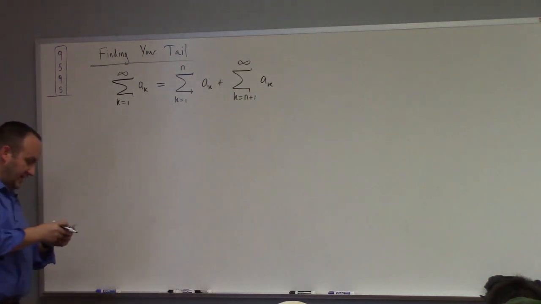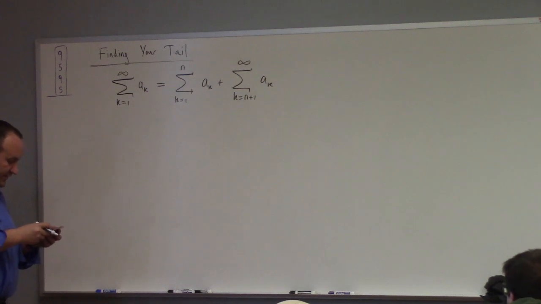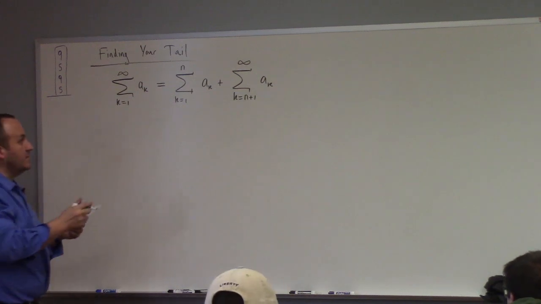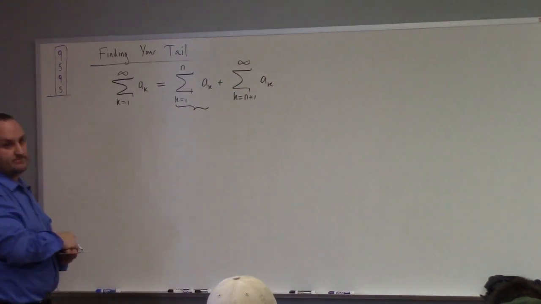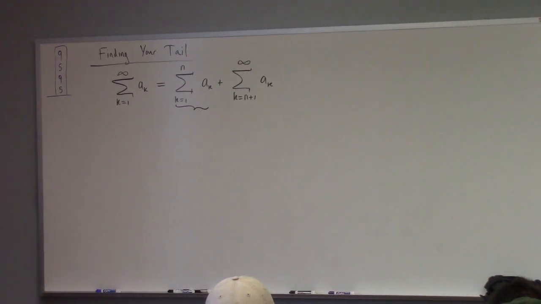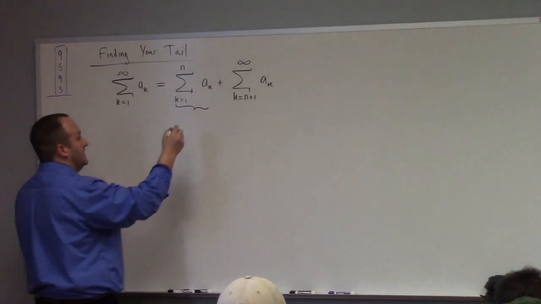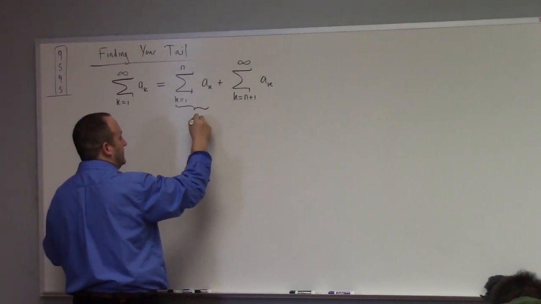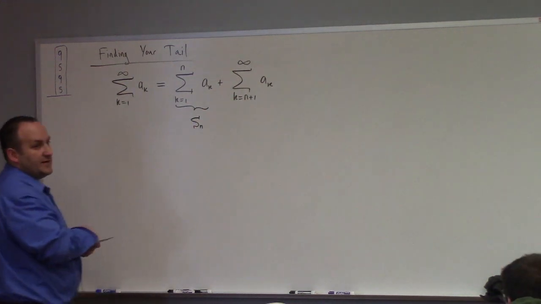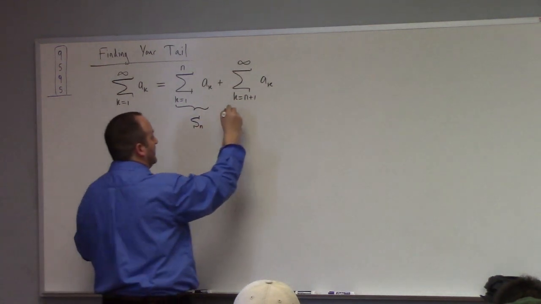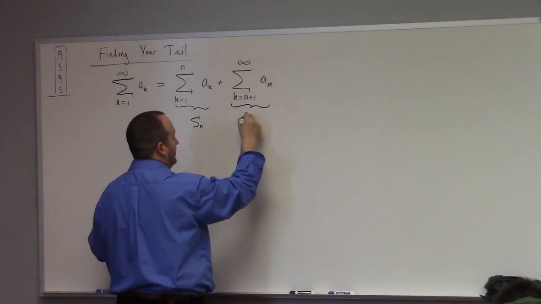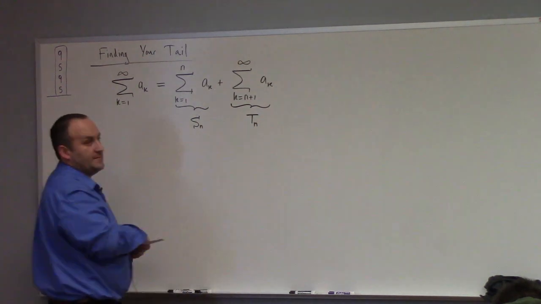Now I already gave a name for this. If we take the sum out to n, we said that this is the so-called nth partial sum. We call this S sub n as my notation. And so what remains, the rest of the series past n, is called the tail. And I'll use t sub n.